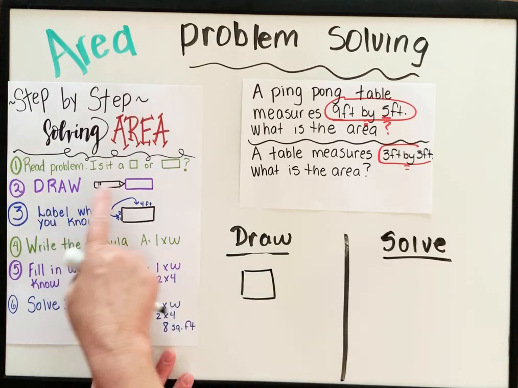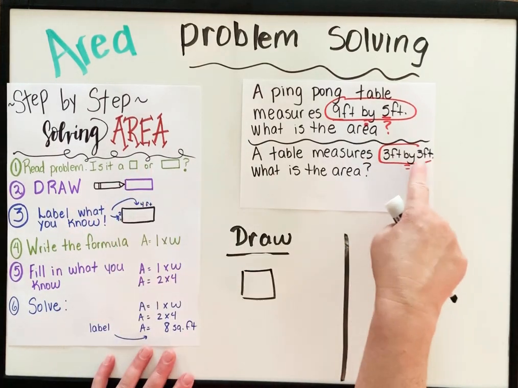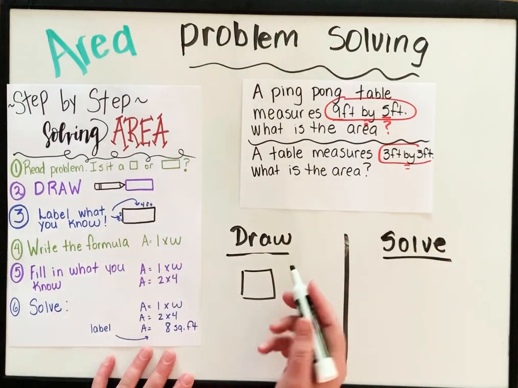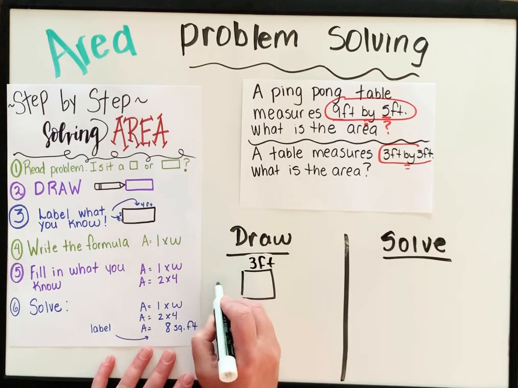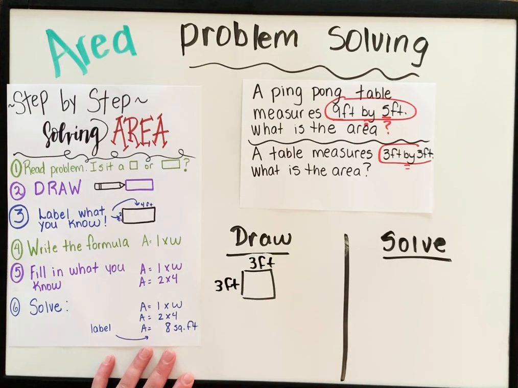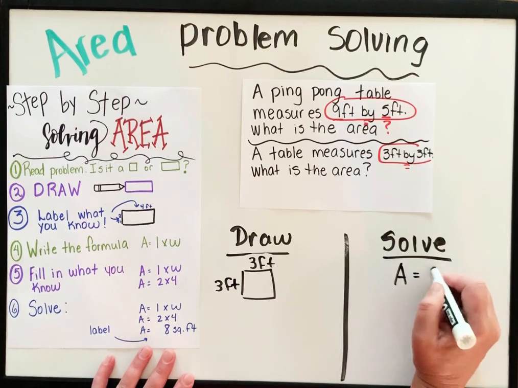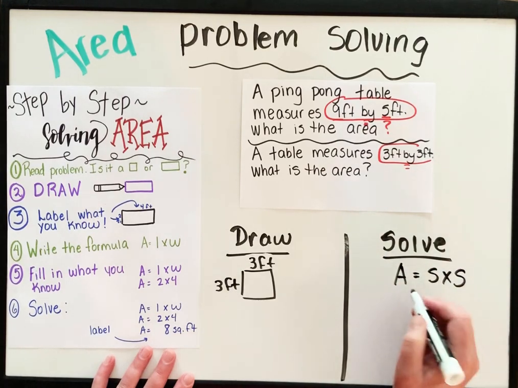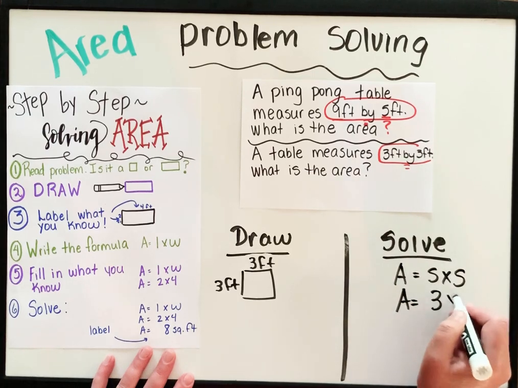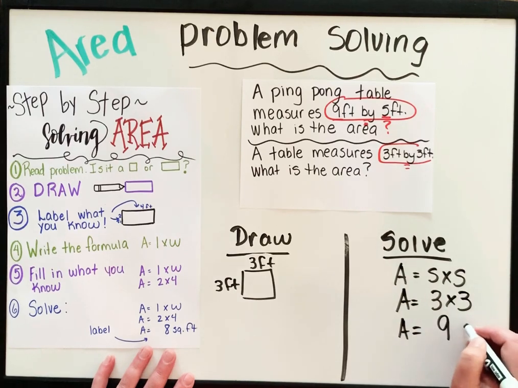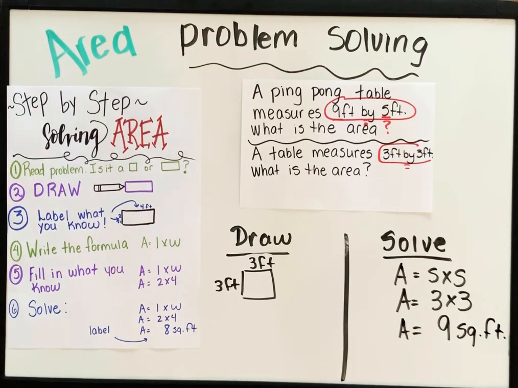So let's draw our square. So I determined it was a square because my 2 numbers were the same. I drew my square. Now let's label what we know. Well, I know 3 feet by 3 feet. And let's determine the area. So now that I've drawn what I know, now I'm going to go with writing my formula. Formula for a square is side times side. Now I'm going to plug in what I know. And last, I'm going to solve. We know that 3 times 3 is 9, and that is in square feet. Okay, draw it, solve it.